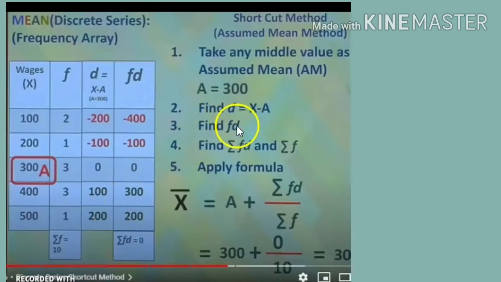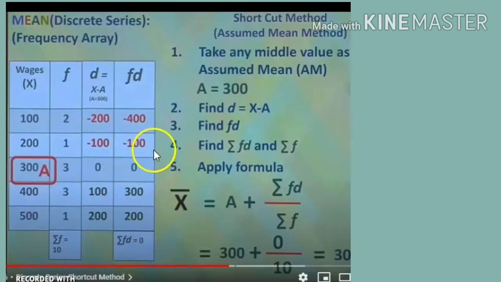So sigma fd is the next column to be found. fd is you just multiplying both columns. You will be getting 2 into minus 200, minus 400, 1 into minus 100, minus 100, 0, then 3 into 100, 300, and 1 into 200, 200, and you will be getting sigma fd, that is 0.